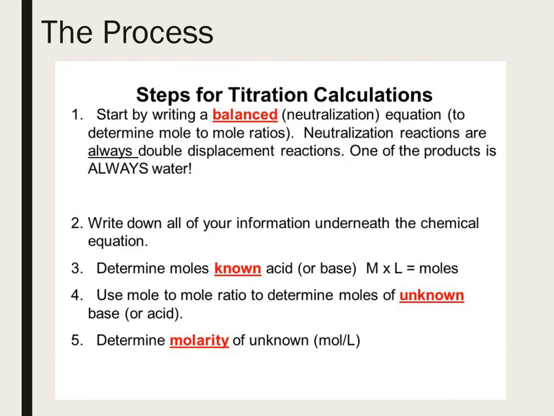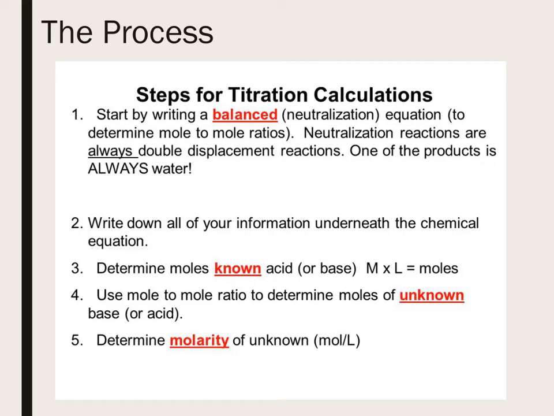I would then write down all the information that they've given you in the problem. They're going to give you the concentration and volume for possibly the acid, and one for the base. So you're going to know three or four pieces. You're going to know at least one concentration and at least one volume for both an acid and/or a base. I would write that down in your chemical equation so you know what you're starting with and what you're solving for.